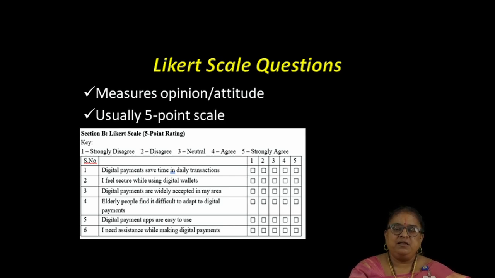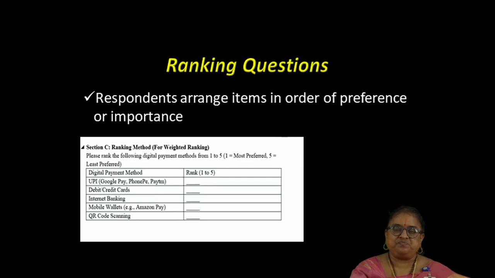For example, in this questionnaire, I asked whether digital payments save time in daily transactions. According to the respondent's opinion, if they feel strongly agree, they can tick 5. If they do not agree, that is, disagree with that statement, they tick point number 2. Just like that, some statements are given for the Likert 5-point scaling.